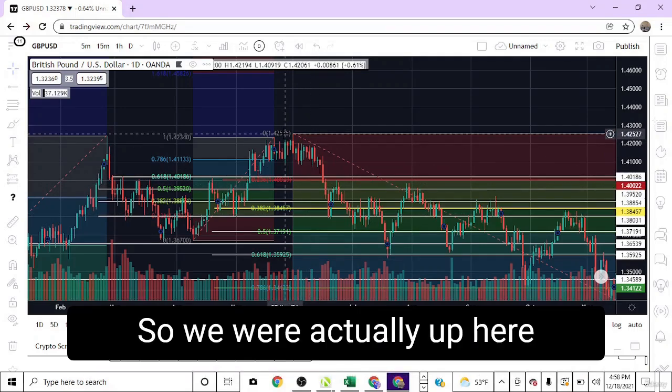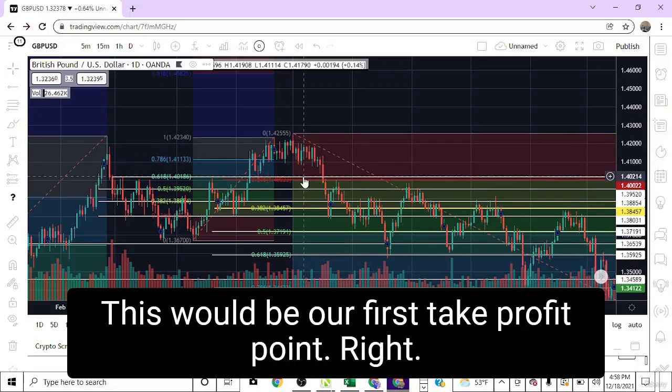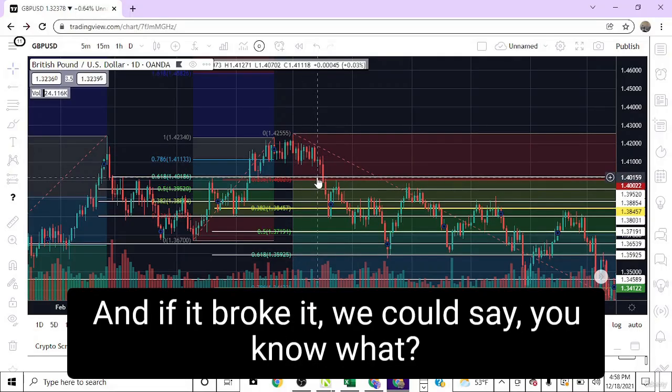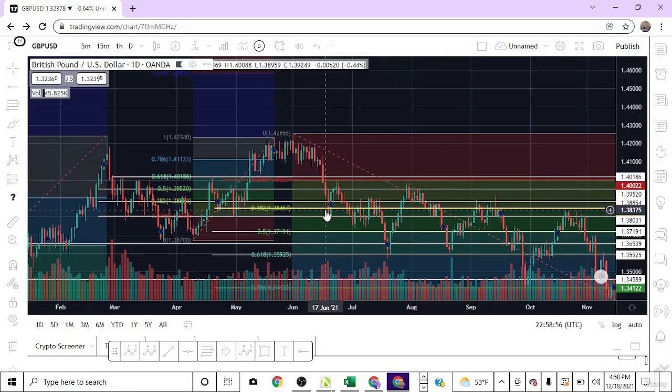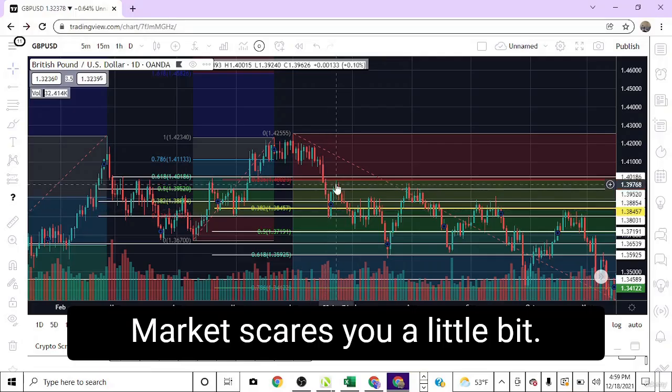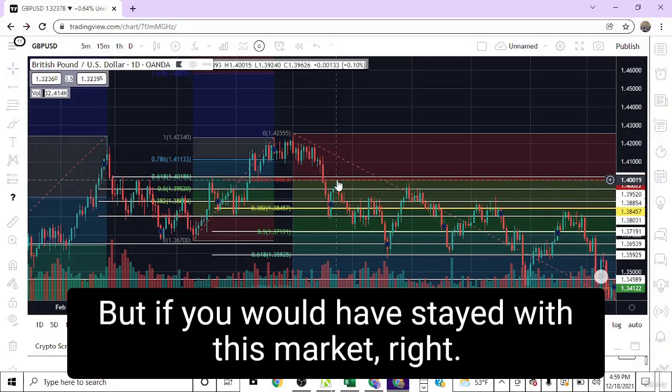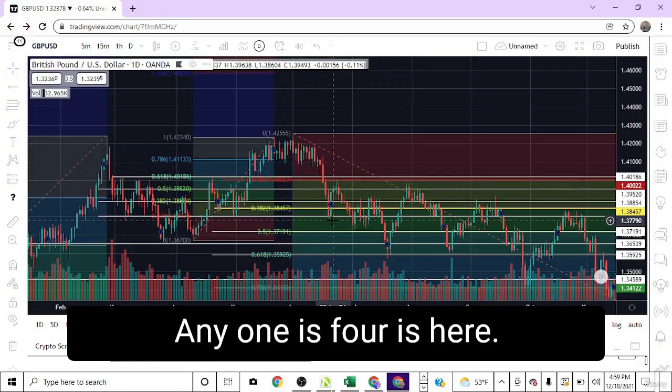So if we were actually up here and this market was turning down, this would be our first take profit point, right? And if it broke it, we could say, you know what? Since there's a yellow light, why don't I just take profit here? Look at that. Market scared you a little bit. It did go up. But if you would have stayed with this market, right? Look at this. It went as far as here.